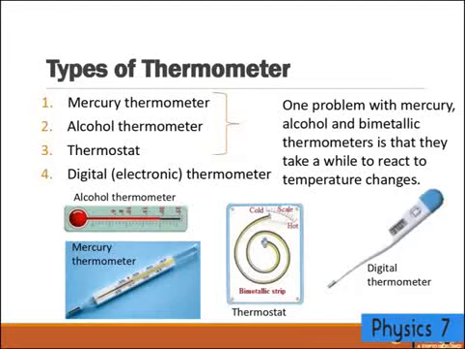In the diagram here, you can see that we have each of those 4 different types of thermometer. Here we have the alcohol thermometer, which is the one that you use a lot in schools. Here we have the mercury thermometer, which is used in sort of clinical environments, hospital environments. Then we have the thermostat, which involves a bimetallic strip, which is used in refrigeration, for example. And then we have the digital thermometer.